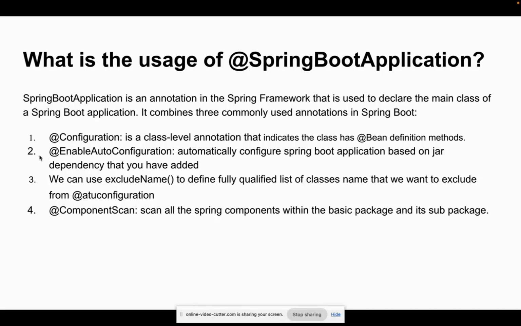The second annotation is EnableAutoConfiguration. It automatically configures the Spring Boot application based on the Java dependencies that you have added. You don't need to care about the third line here, because I made a small mistake. You only need to care about the last one, the ComponentScan annotation, which scans all the Spring components within the base package and its sub-packages. Only Configuration, EnableAutoConfiguration, and ComponentScan are what you need to know.